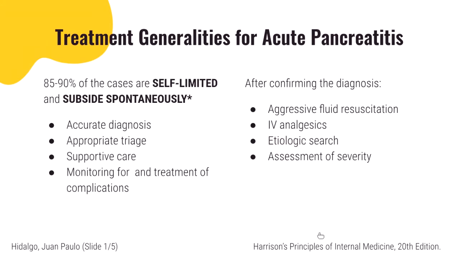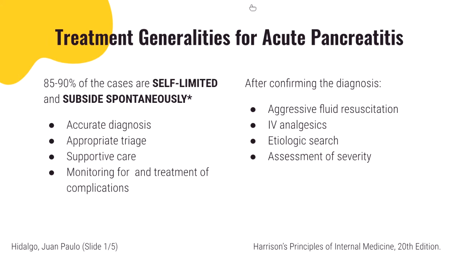In treating patients with acute pancreatitis, it is very important to take note that usually around 85 to 90% of the cases are self-limited and subside spontaneously. This is if the patient started treatment within 3 to 7 days and do not exhibit organ failure or complications. However, considerations such as accurate diagnosis and appropriate triage, as discussed previously, are highly important in managing such patients. Also, supportive care, proper monitoring for, and treatment of complications should be highlighted as well.